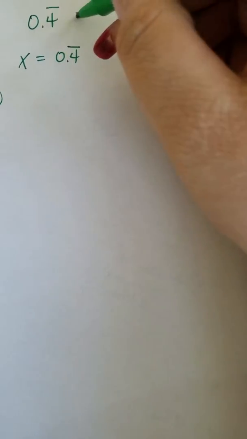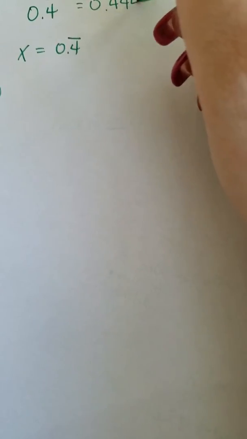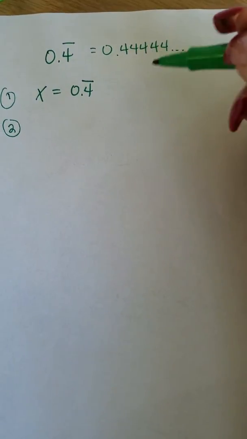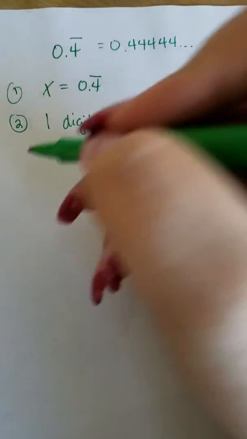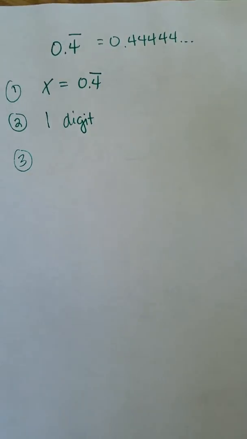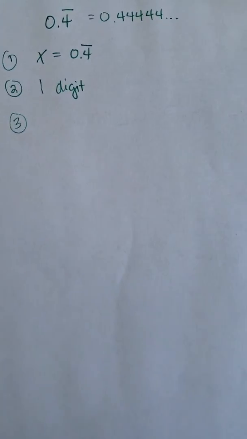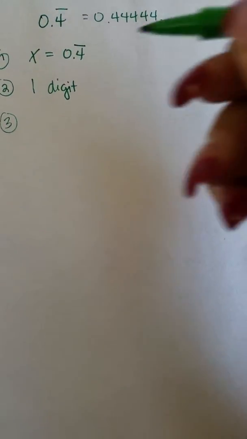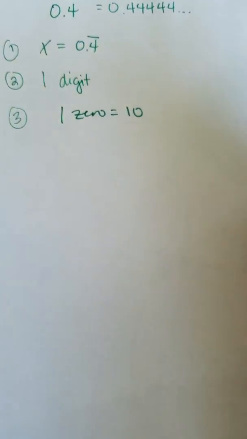So again, this decimal is 0.444444, so on and so forth. So therefore, we only have one digit that is repeating. Step 3 is to multiply both sides of that equation by a number that has 1 and 0. So 1 0 would equal 10.